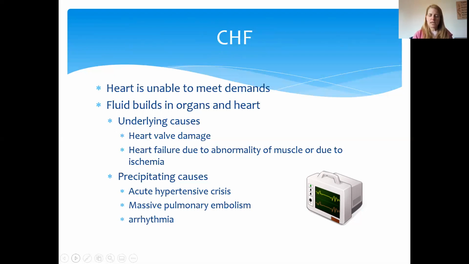Precipitating causes can be if they've had pulmonary embolisms, so blood clots that have broken off and gone through and are blocking any arteries or any blood vessels within the heart. If they've had a hypertensive crisis, if they've had different arrhythmias where the heart is not pumping the same. With arrhythmia, the beating of the heart is not an even beat.